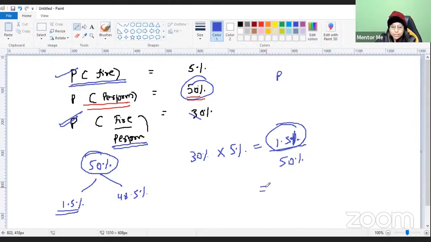When we calculate it, what do we get? 1.5% divided by 50 would be how much?